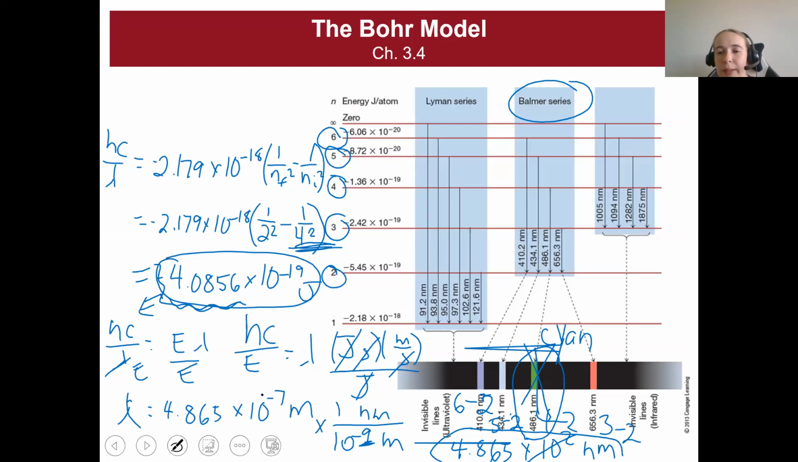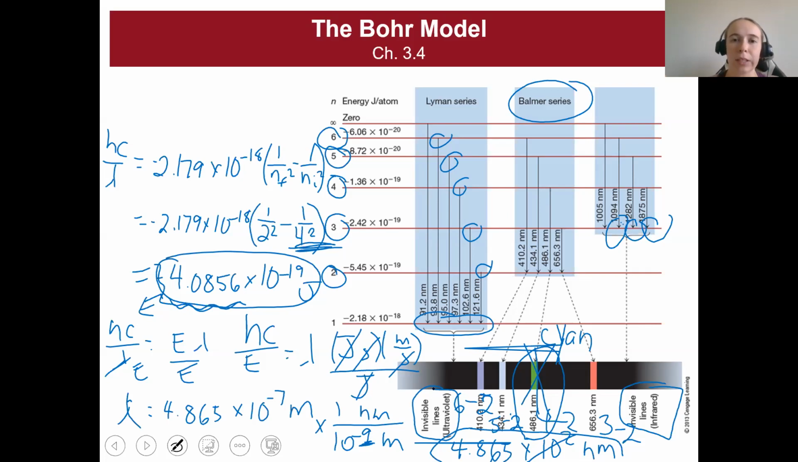All right. But our other transitions, like from 6 to 3, or 5 to 3, or 4 to 3, those end up being in the infrared region, so we can't see them, but we can detect them, we can measure them. And when we go from 6, 5, 4, 3, 2 down to 1, those end up being in the ultraviolet region. So we can't see those either, but we can detect them.